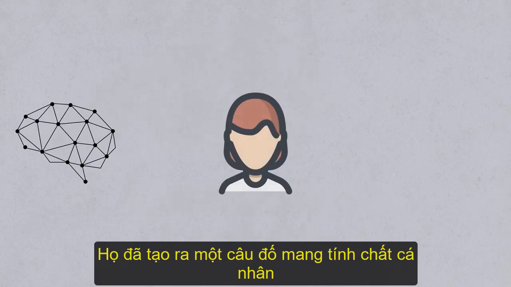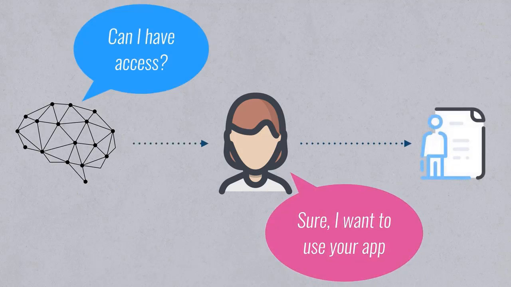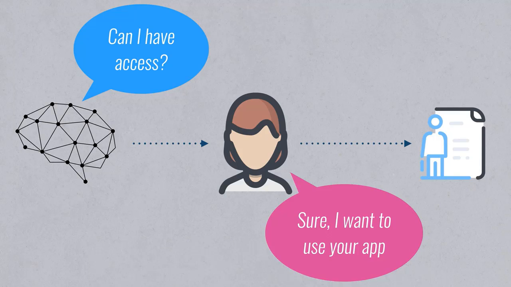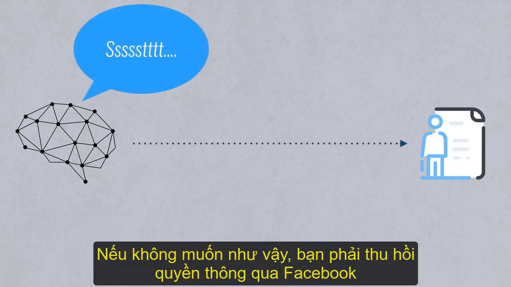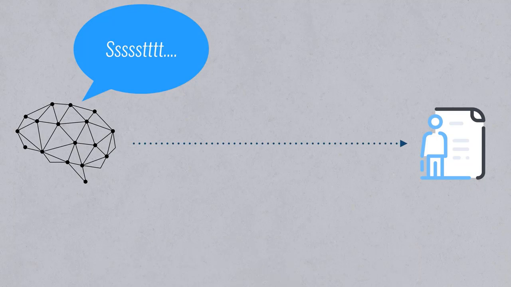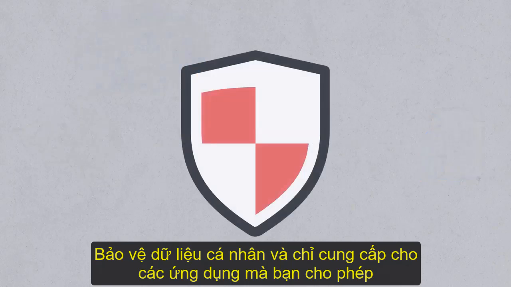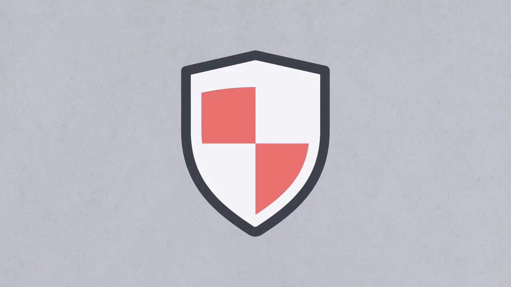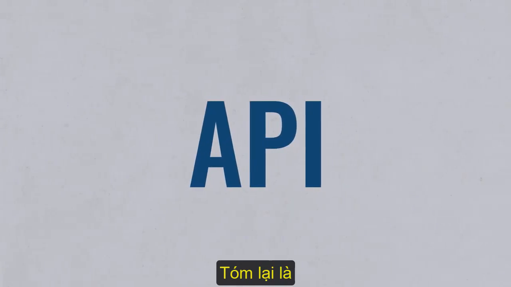They created a personality quiz that asked for permission to get some of your personal data. However, if you gave it permission, the app could silently access your data for months, even if you didn't use it anymore. Instead, you had to revoke the permission through the Facebook website. So in short, APIs can act as gatekeepers, protecting our personal data and only giving it out to the apps that we choose. But we should be aware about how long these permissions last and revoke them when we no longer use an app.